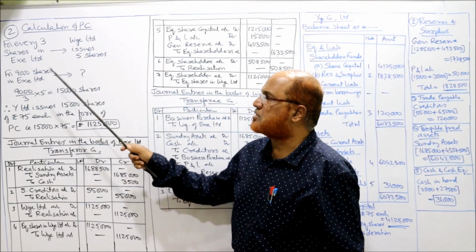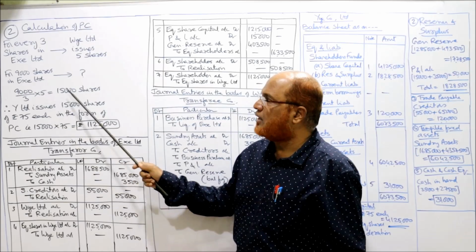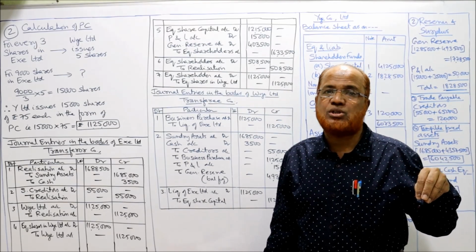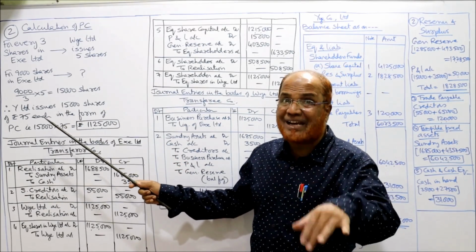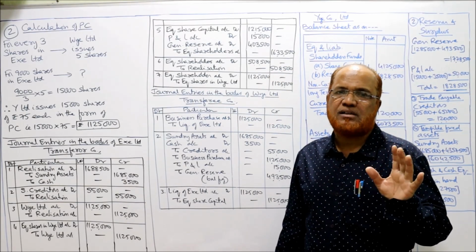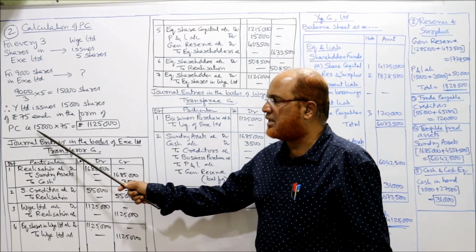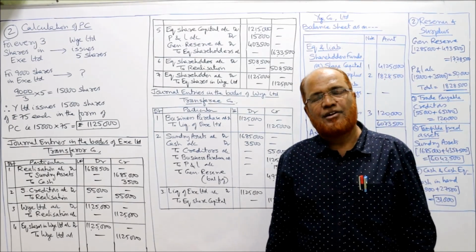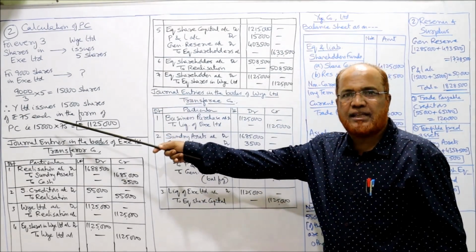For 9,000 shares, how many shares? So 9,000 divided by 3 into 5. You'll get 15,000 shares. So Y Limited issues 15,000 shares to X Limited. What is the face value of each share? At what price is it issued? 75 each. In Y Limited, the price of one share is 75 rupees. I am paying at 75 rupees. So Y Limited issues 15,000 shares of 75 each as PC. That is 15,000 into 75, 11,25,000. Completed. We have calculated the purchase consideration. First hurdle over. Hope you understood the calculation of PC.